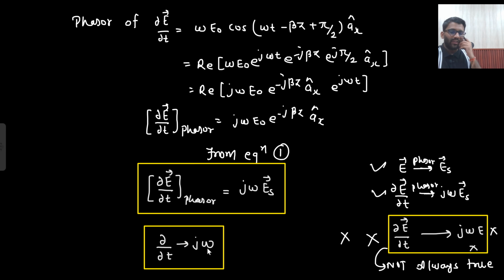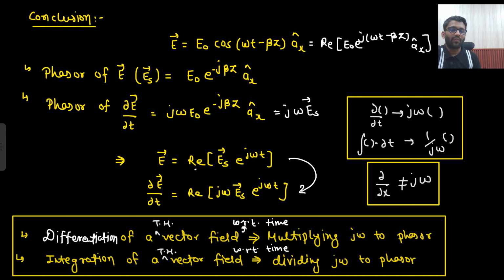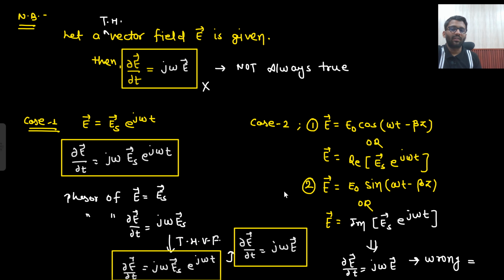Okay, but that we can do only with phasors. If you need to do it with a vector field, then what does your function have to be? Your function has to be Es e to the power j omega t, then only you can do it. If it is a real part or imaginary part, then you cannot do it. If you need to add j omega directly to your time harmonic field, then it is true only for this case.